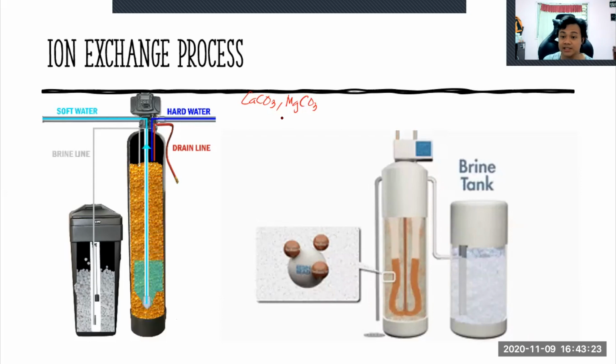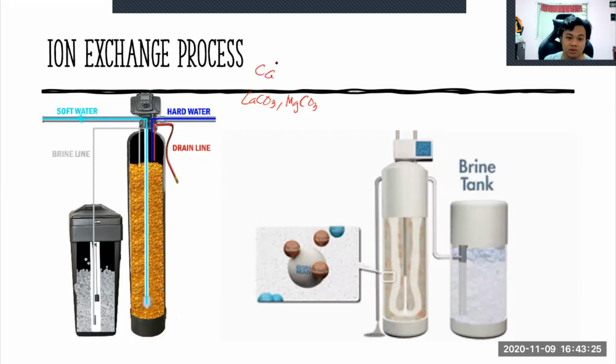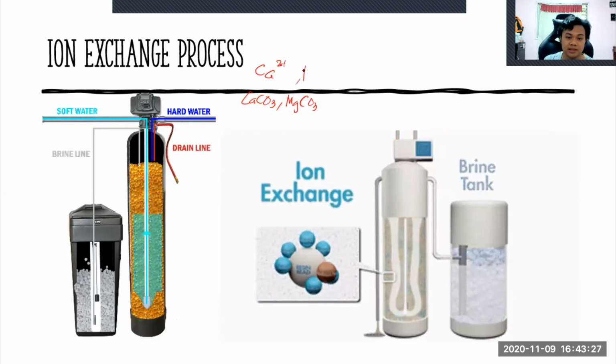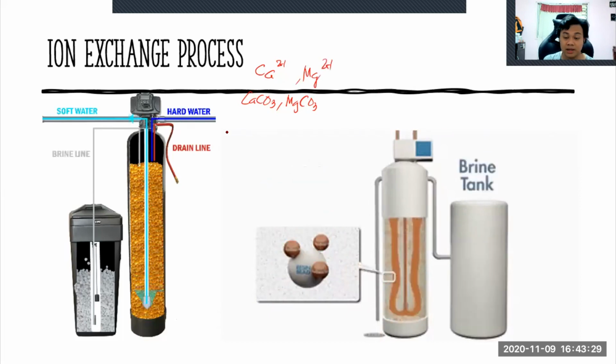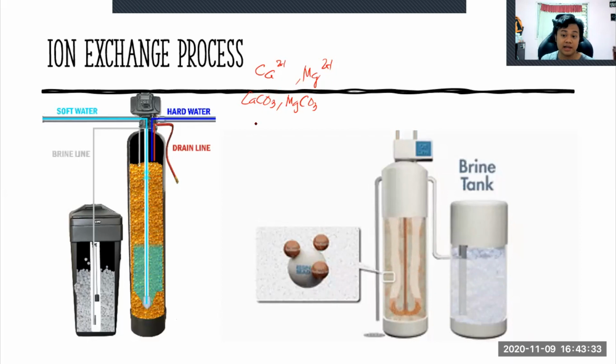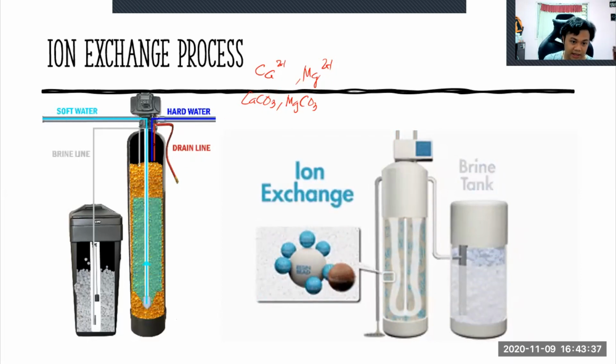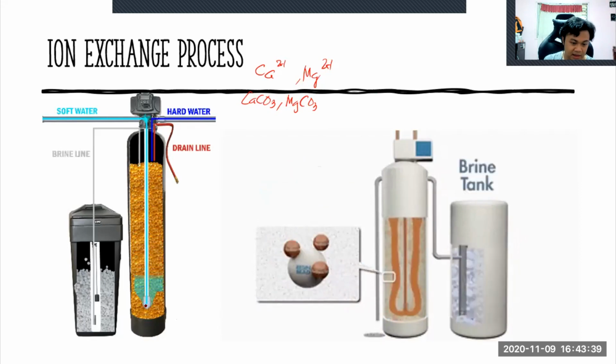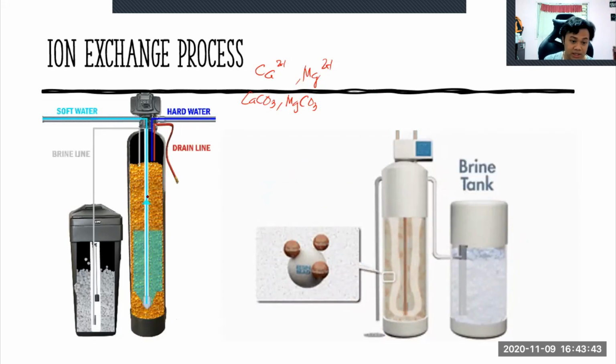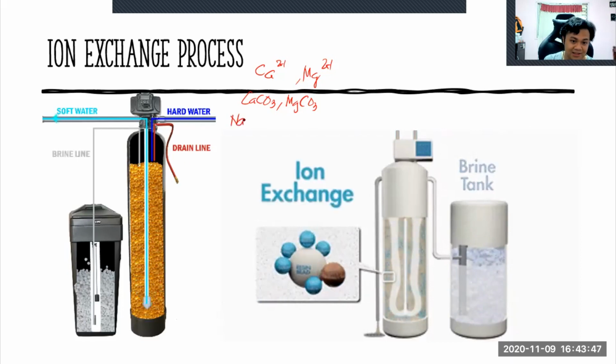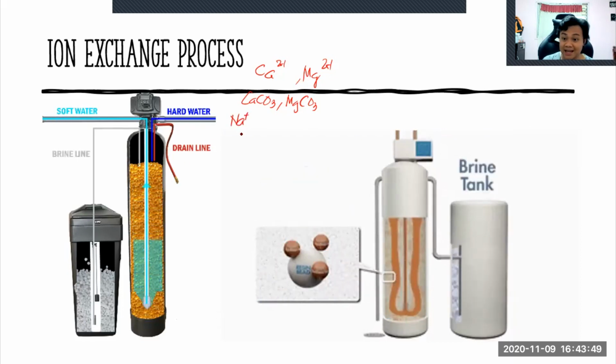So they exist in nature as that. So I just wrote this, Ca2+ and Mg2+, right? To show that they are ions already. And then the hard water goes into here, and then what happens here, you have resins, which have the sodium ions embedded in them.